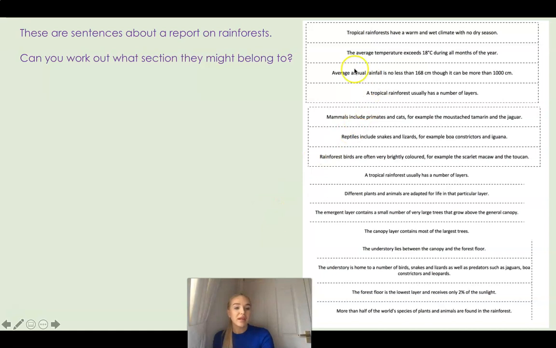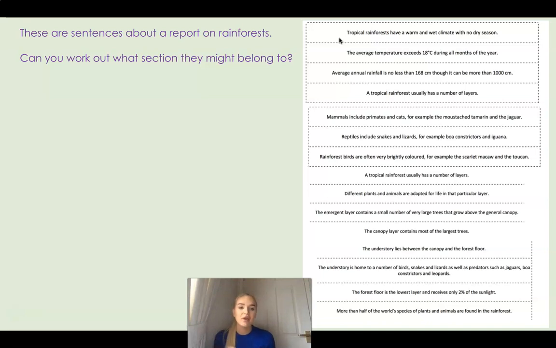So you're going to read the statements and you're going to think, well, what section, what subheading could they come under? Could they come under maybe animals? Could they come under the different layers of the rainforest? What could they come under? And then you're going to just think about how you can group them and try and think if you can split them into 3 sections, okay? So this isn't on your resource pack, this is just what you're going to do in your head.